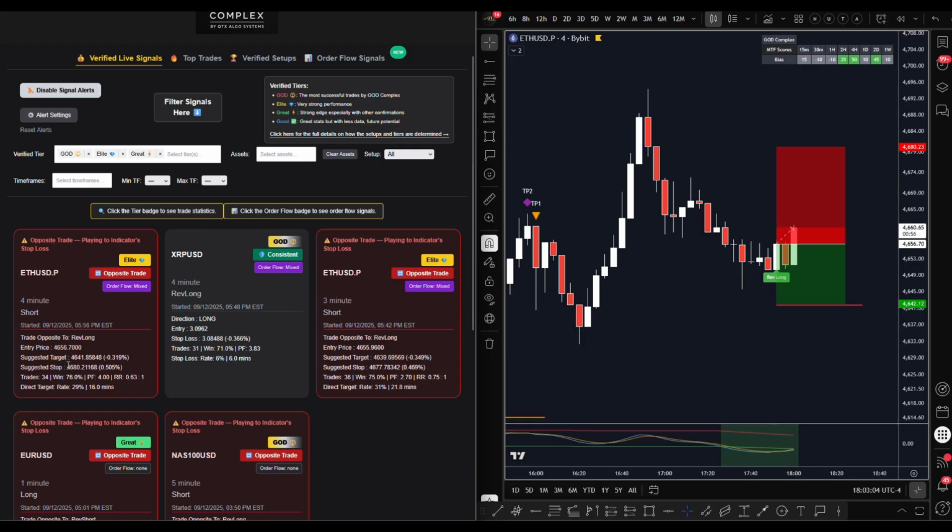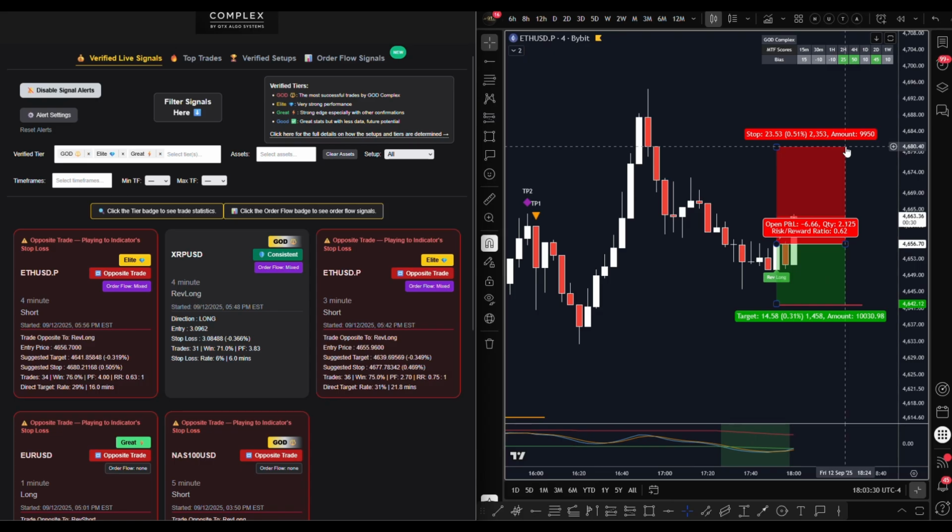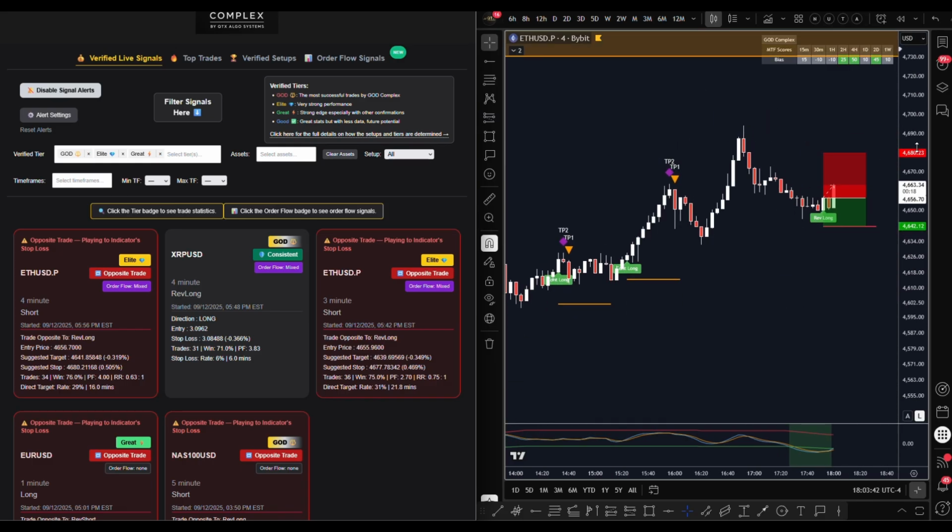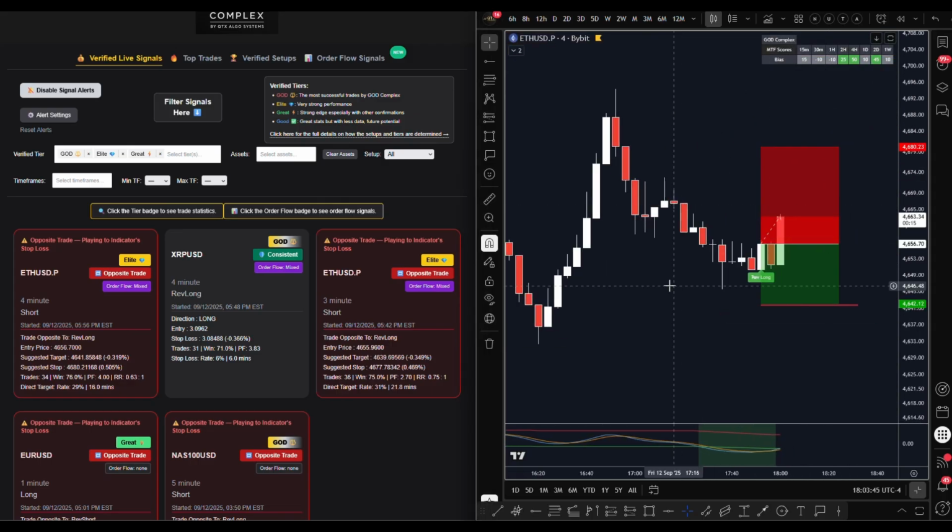The suggested stop now is determined by this original trade direction's average win plus a slight buffer. So this ETHUSD Rev Long, the original trade, on average gets to 0.5% with the buffer that I've added. So again, the stop loss is going to have to be determined by you slightly if you don't want to follow that. You can use your levels, indicators, other strategies that you have to determine where your stop loss should be.